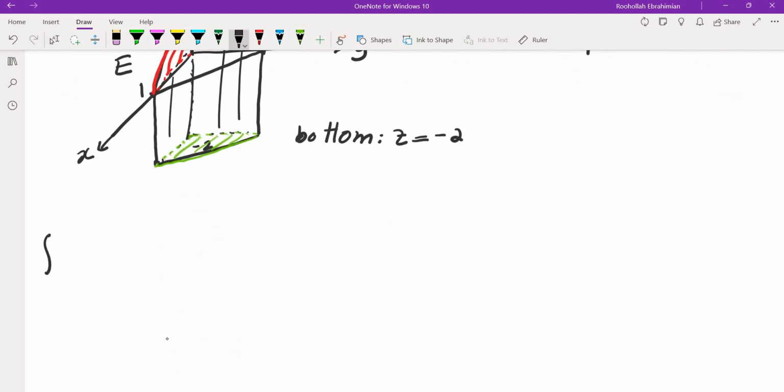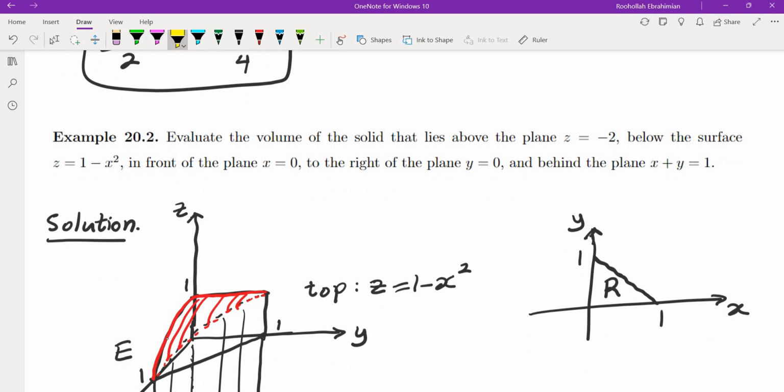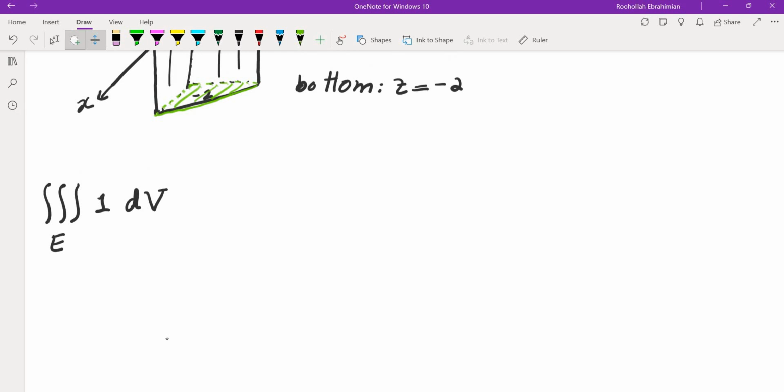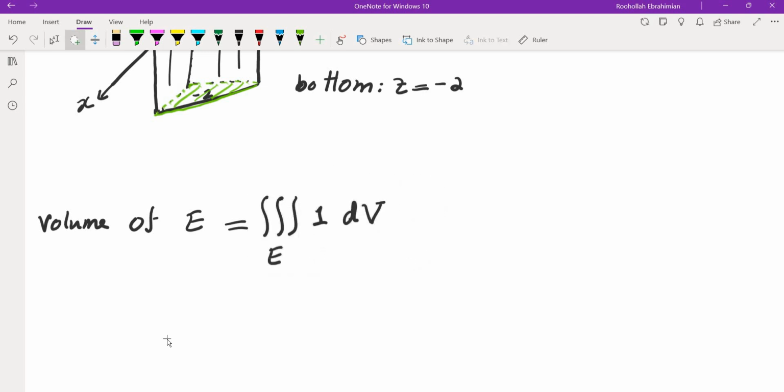So now we are trying to find the triple integral of 1 dv. Why are we evaluating the triple integral of 1? Because the question is asking us to find the volume. So what is the volume? The volume is always triple integral of 1. So I'm going to first write that down here. So volume of E is equal to the triple integral of 1. Next, we're going to plug in the limits of integration, and then we will integrate.